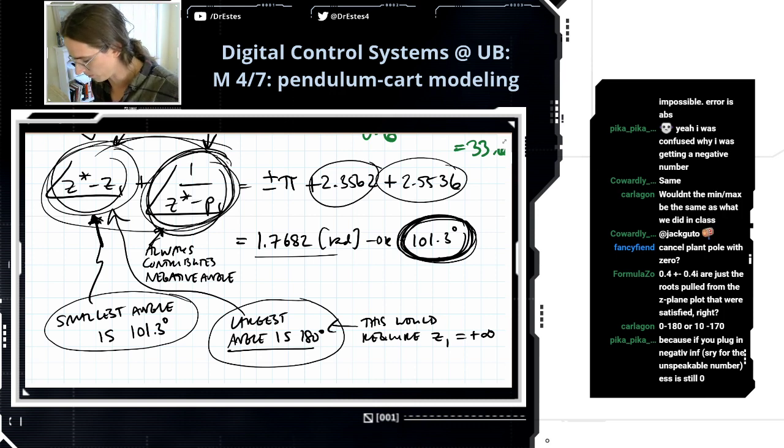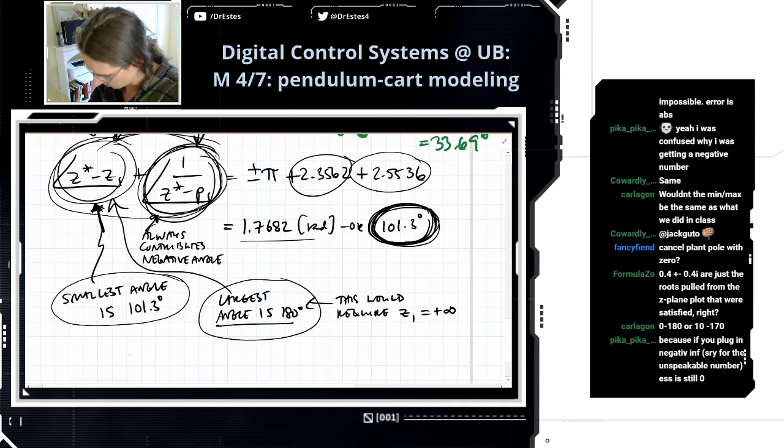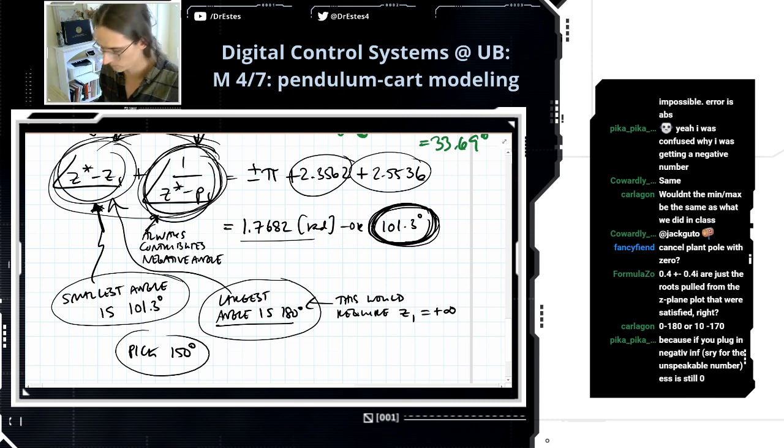And this is what the code helps you do, because you can iterate through many possibilities. But first, I would just do one by hand. So what I'm going to do is pick 150 degrees. I have no intuition about that angle, whether it's going to make a good controller or a bad controller. We're just going to try this.